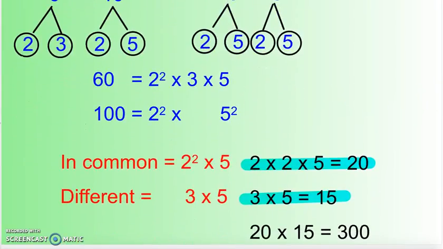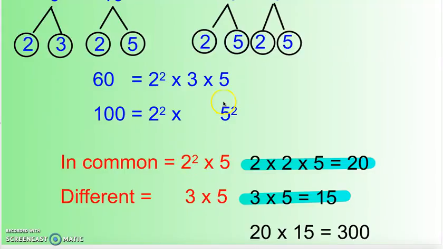Then third step, we're going to find something that is in common. Do you notice that they both have 2 2's? Like this one has 2 2's and that one has 2 2's. So I'm going to write that down. They both have 2 2's. They share 2 2's.